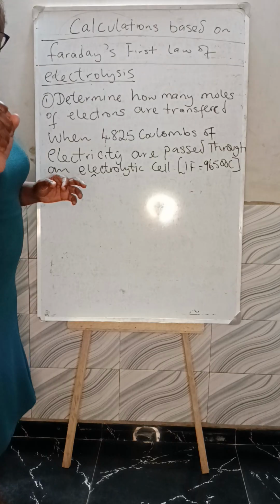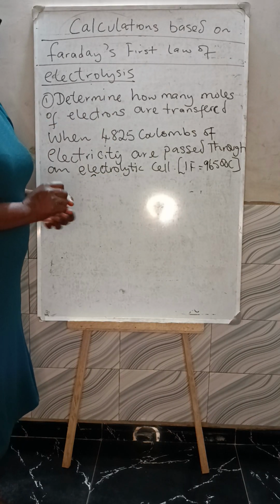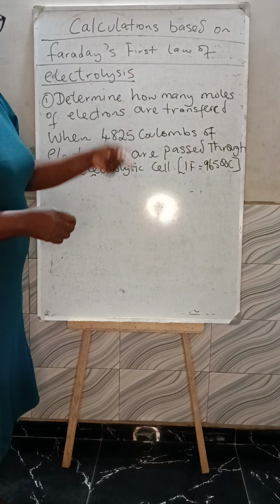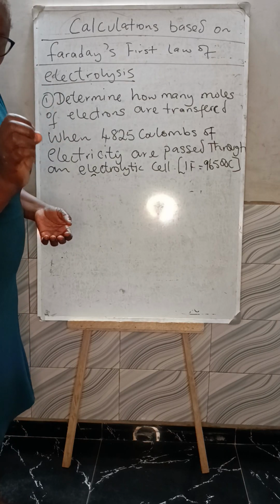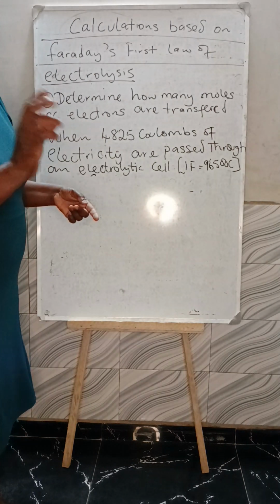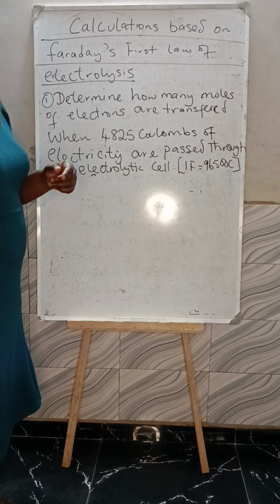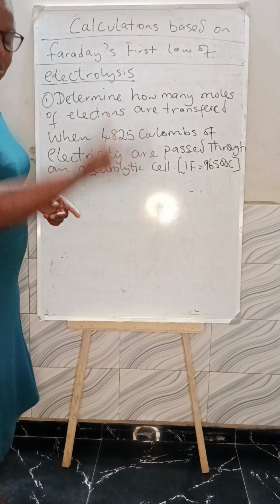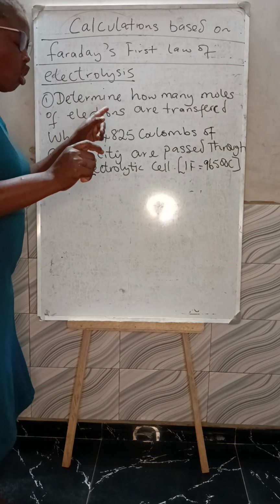Oxidation reaction occurs at the anode. The anode is the positive electrode through which current enters the electrolyte. Oxidation reaction occurs at the anode, while the cathode is the negative electrode through which the current that enters the electrolyte leaves the electrolyte. Reduction reaction occurs at the cathode.